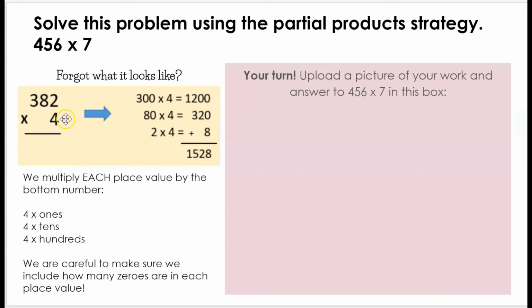And then 4 times the hundreds place. 4 times 300, which is 1,200. Once I have all of my partial products, I can add them together to find my total.